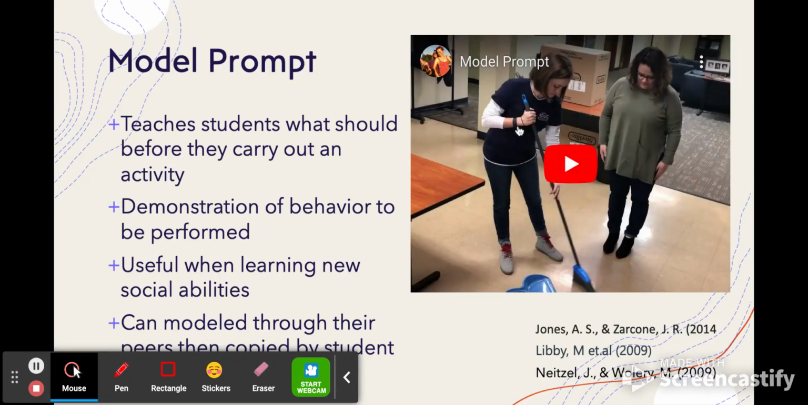As you can see here, the instructor first modeled sweeping and the learner was watching, and then provided the SD, you do it, and the learner then imitated the instructor.